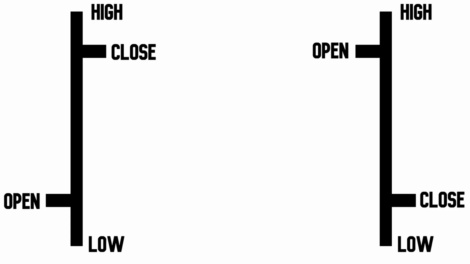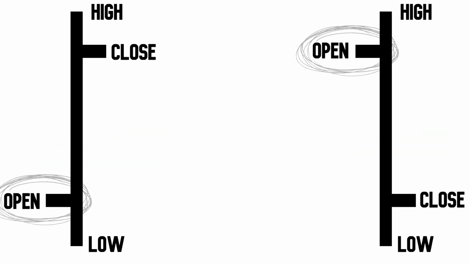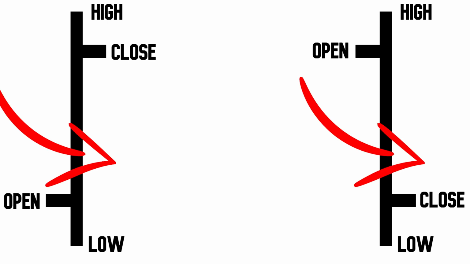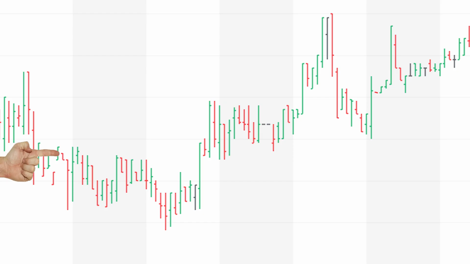But how is it structured? Well, it depends on which side the horizontal line is placed. If the horizontal line is on the left side of the vertical line, this is the opening price. Now, if the horizontal line is placed on the right side of the vertical line, this is the closing price. The benefit of using a bar chart is that it simplifies the experience of viewing the chart itself. And this is because in order to see the closing prices, all you have to do is look at the right side of each vertical line.